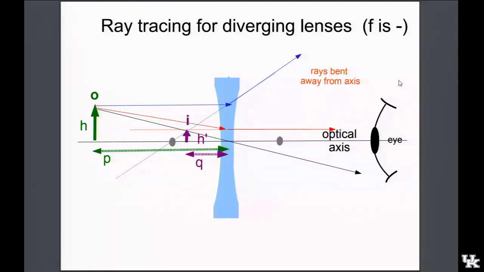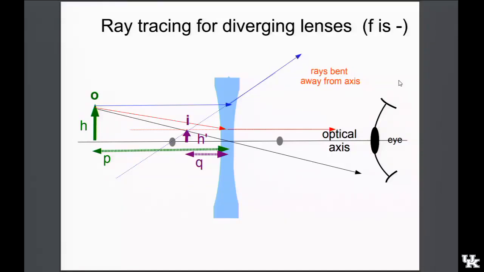Okay, so first of all, this black ray here goes right through the center and it's undeflected. That's obviously easy to draw for a lens. The blue ray heads in parallel to the optical axis.